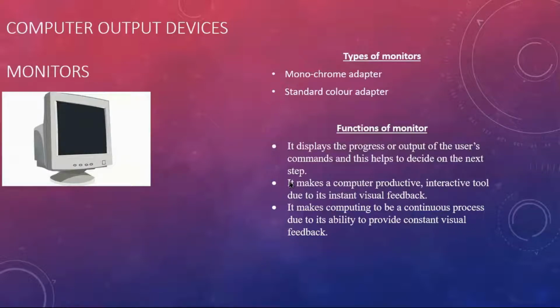The second function of a monitor is that it makes a computer productive. How does it make it productive? It has interactive tools due to its instant user feedback. Right now we are using Zoom, okay? We are using Zoom to conduct a lesson. But because we are able to display how Zoom works, it makes whatever we are doing more productive. The productiveness of whatever we are doing comes in because we are using a computer. So it makes a computer productive.